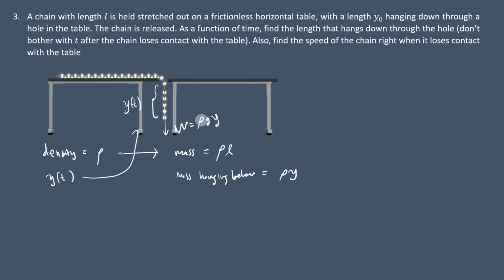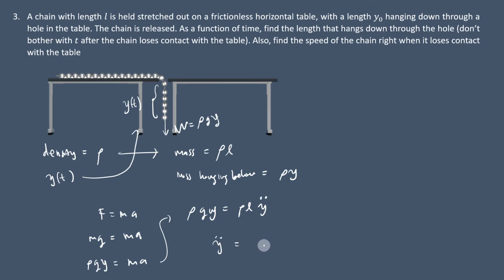So we can solve this problem using Newton's second law again. We write F equals m times a, which gives mg equals ma. We can substitute mg by rho g y equals ma, and rewrite m as rho L on the right side, and we write a as y double dot. So y double dot equals g divided by L times y. We save it. At this point, there are two ways we can proceed.